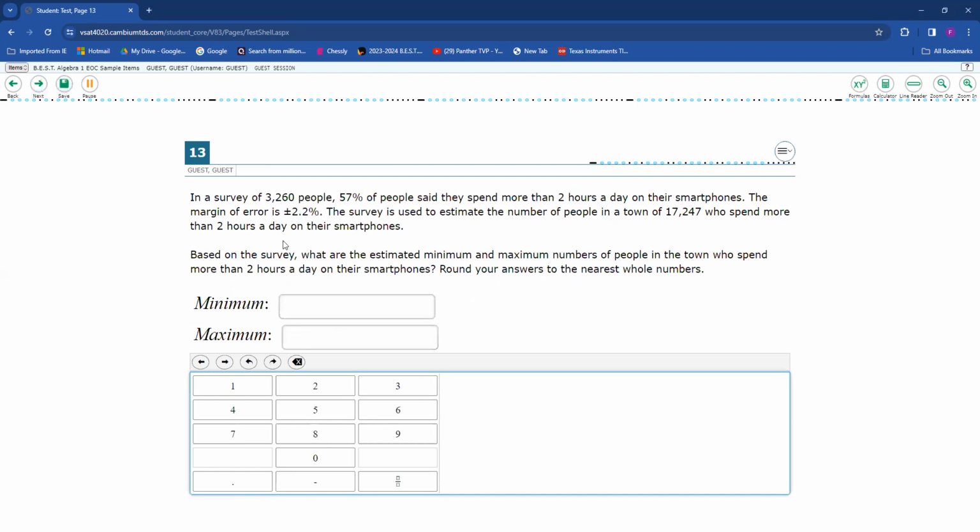Okay, so the survey here, this number just tells me how many people were used for the survey to calculate the number of people in a town of actual 17,247. So they used a sample that is obviously less than the amount of citizens of that town. That makes sense. So what we need to do is we need to use the 57% with a margin of error.